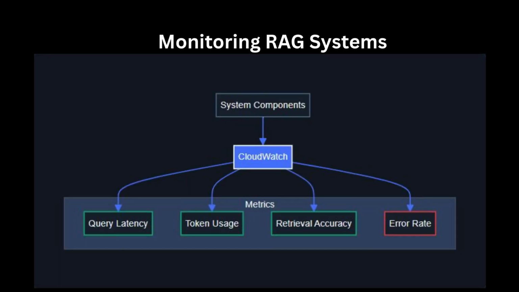Monitoring RAG systems. Monitoring tracks query latency, token usage, retrieval accuracy, and error rates. Latency is measured across retrieval and inference. Token usage affects cost. Retrieval accuracy ensures quality, and error monitoring enables quick issue resolution.